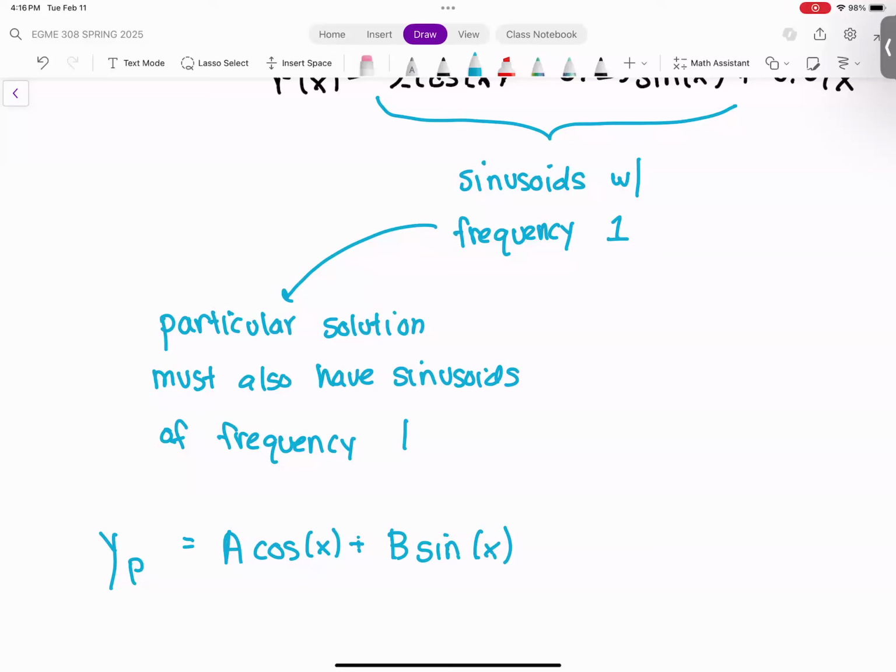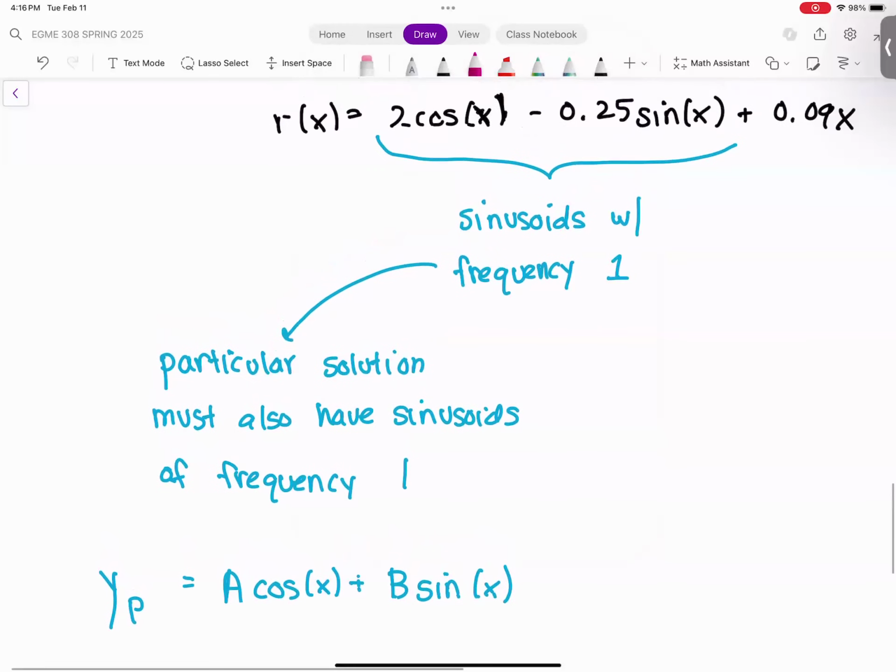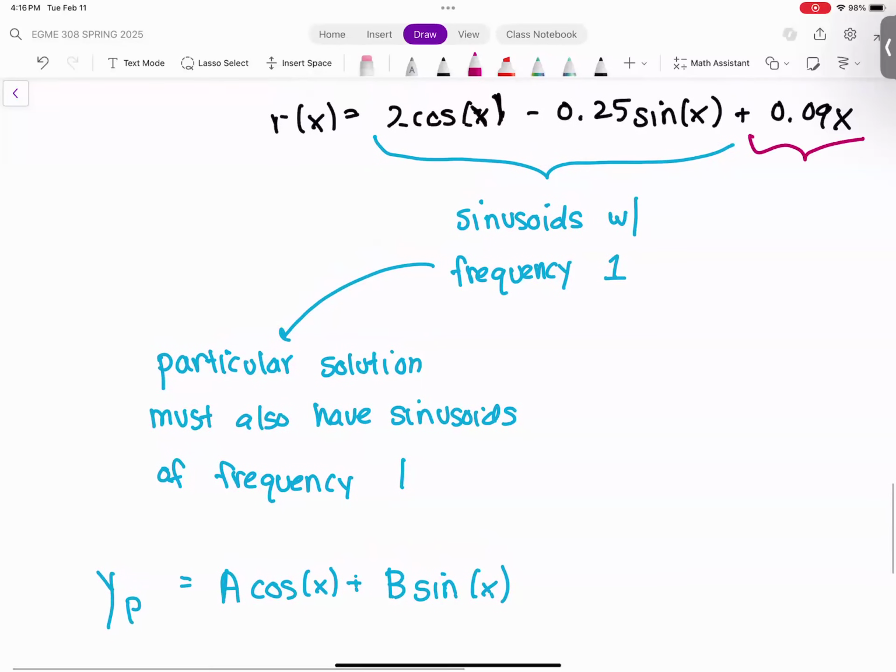So A and B right now are undetermined coefficients, and those we're going to determine after we solve this problem. But we at least need to guess the form. The other part of this non-homogeneous term is 0.09x, and so this right here is a linear polynomial in x. It's linear because x is only to the first power. There's no x squared or x cubed, so there are no quadratic or cubic terms.